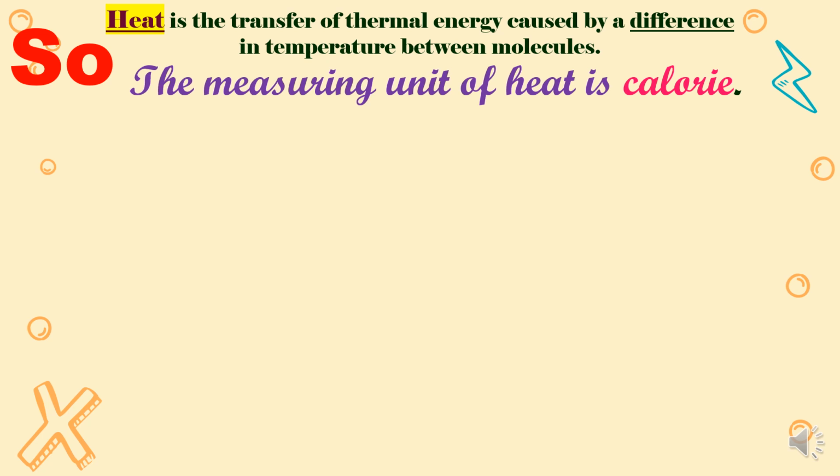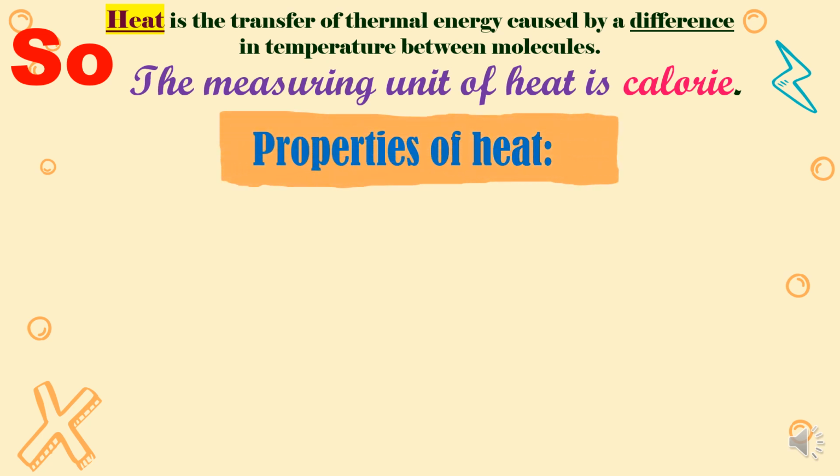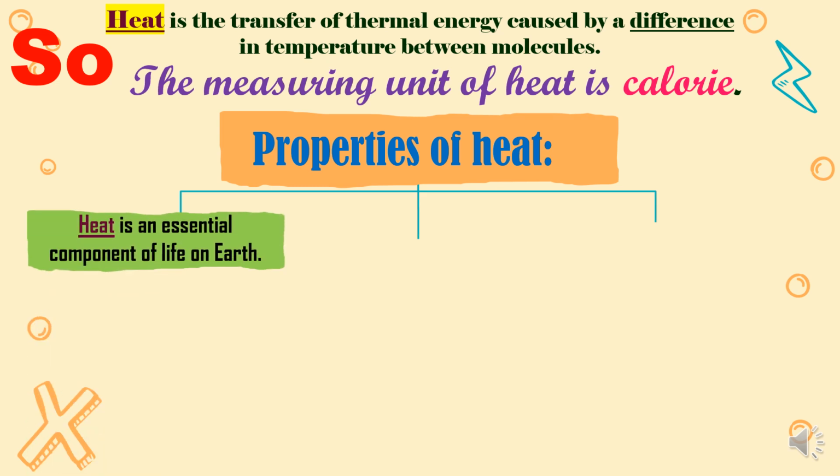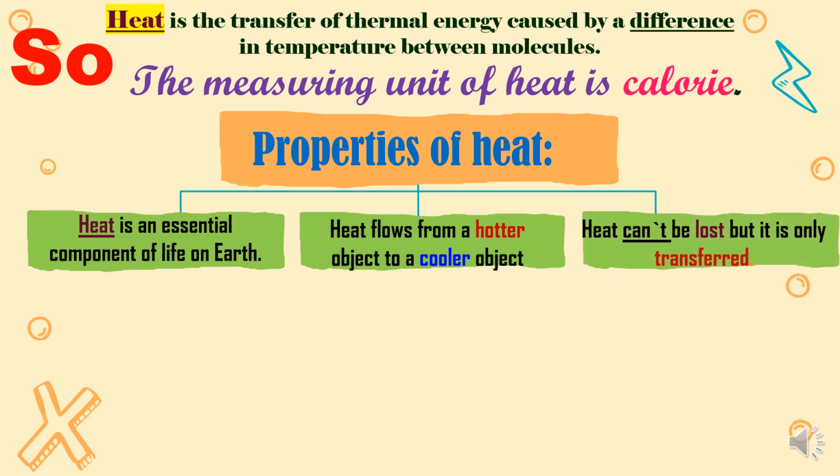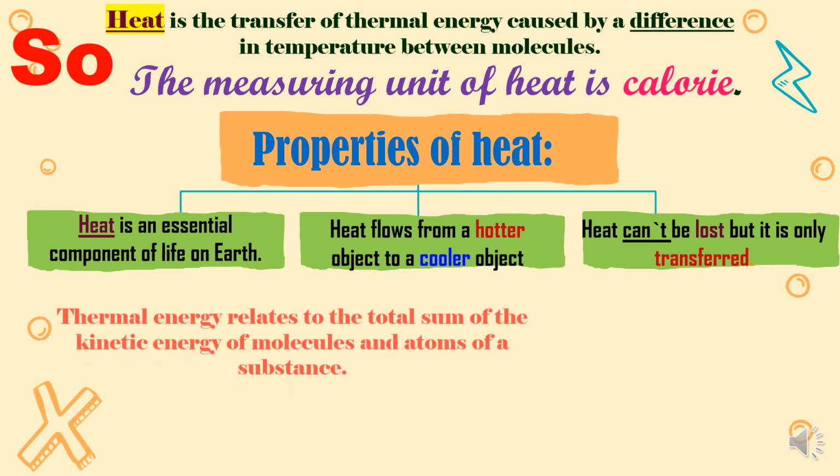The measuring unit of heat is calorie. Heat transfer has some properties. Number one, heat is an essential component of life on Earth. Without heat from the sun, there will be no life on the Earth. Number two, heat flows from a hotter object to a cooler object. Number three, heat can't be lost, it's only transferred between two objects.